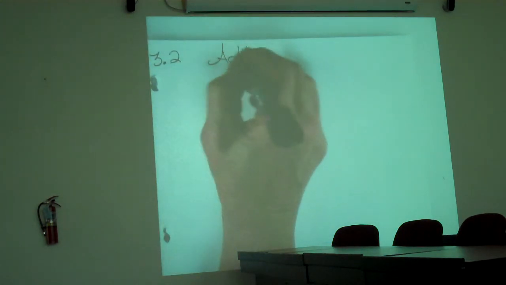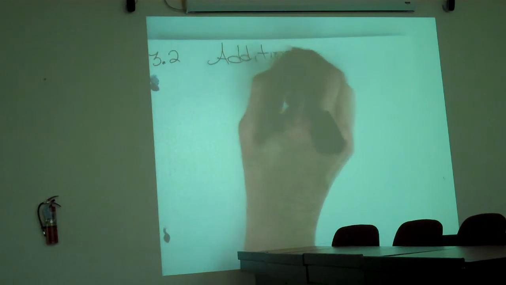3.2, adding. What is the trick for adding fractions? What do you have to have? Common, be the same. Common denominator.